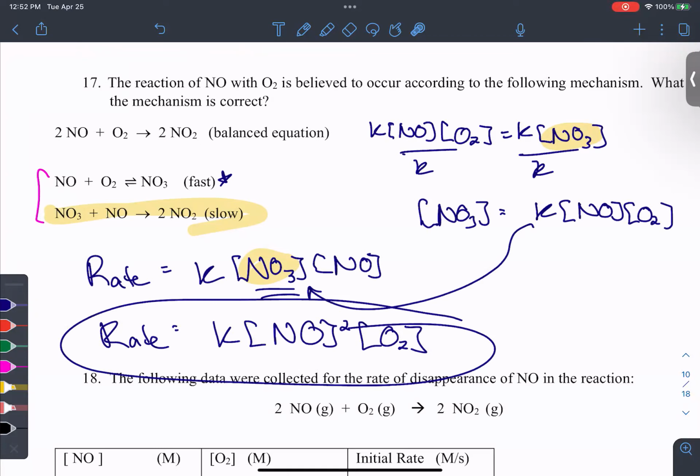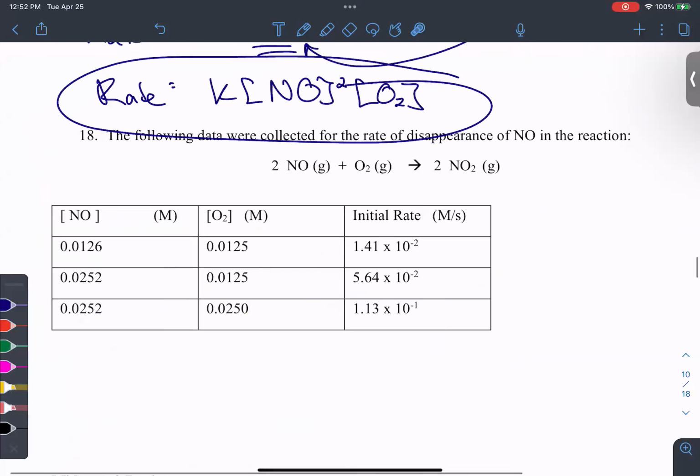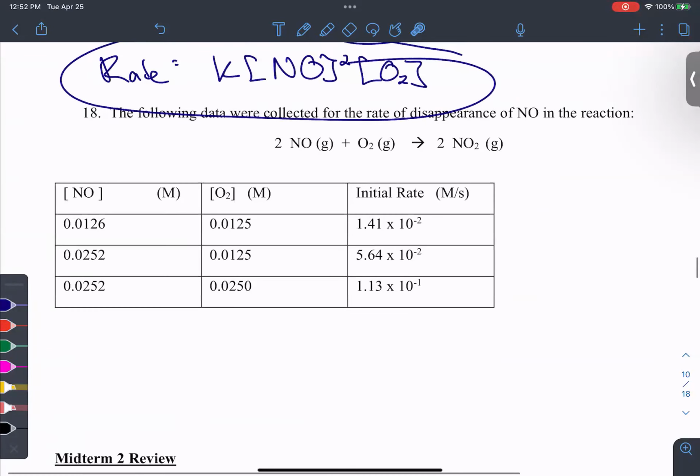All right, next one. 8, okay, we'll just keep going. Oh, it's the same reaction, okay. But this is based upon data, right? So here I give you initial rates with different initial concentrations, and we ask you to get a rate law.